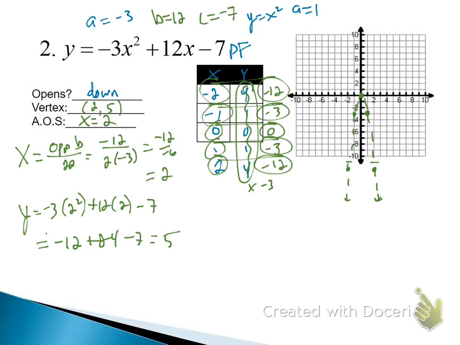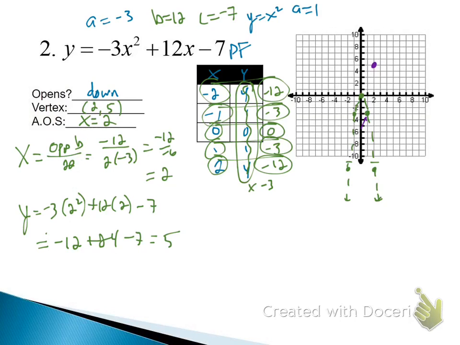Okay, I need to change colors here. So 2 comma 5 puts us right here. That's our new vertex. And whether you want to look at the coordinates for the vertex and know that we're going to shift right 2, up 5, or if you want to look at how the vertex from the parent function got moved to the new vertex, which is right 2, up 5, either way, that tells us that all the points on this adjusted parent function must go right 2 and up 5.